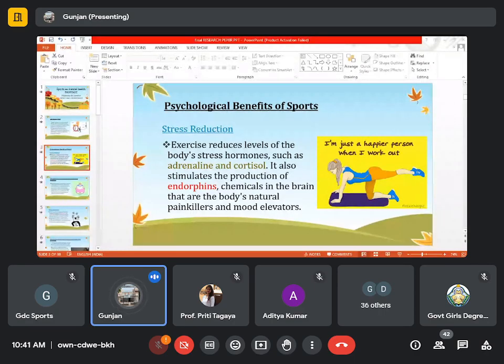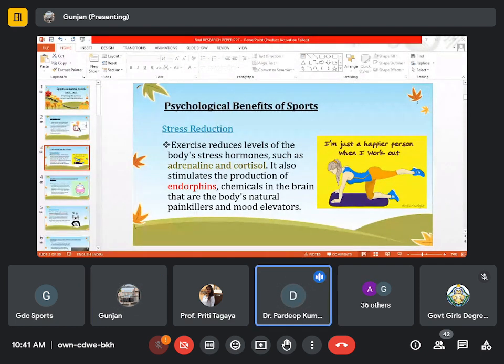Ma'am, is the slideshow running? Yes, it is visible. Carry on, please. So my topic is sports as mental health treatment. Before starting the topic, we have some bridge questions: how physical activity in sports can reduce stress and release endorphins, how sports stimulate dopamine and serotonin release for mood improvement, and how achieving goals in sports can boost self-esteem.